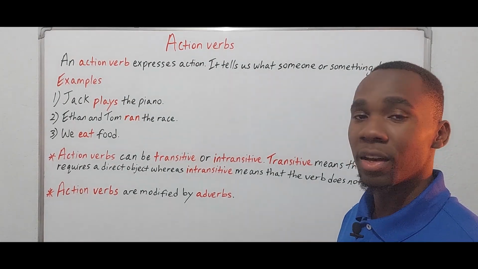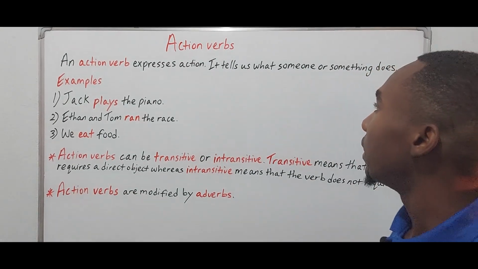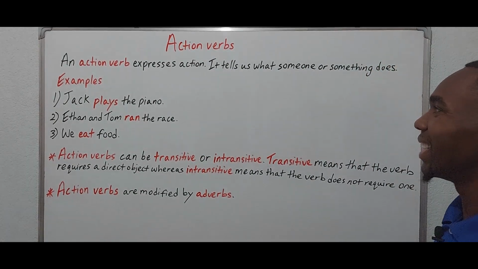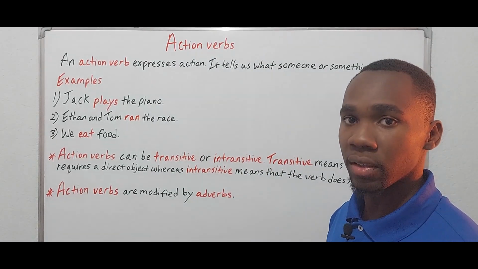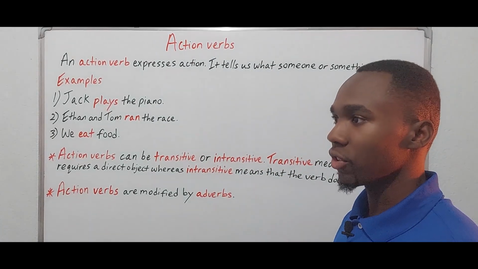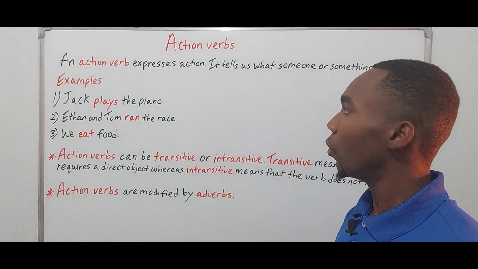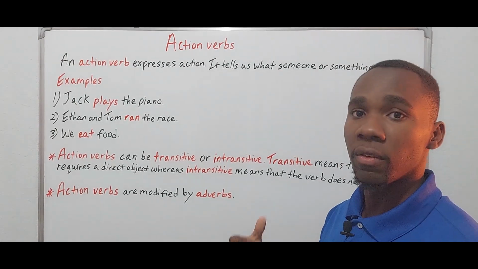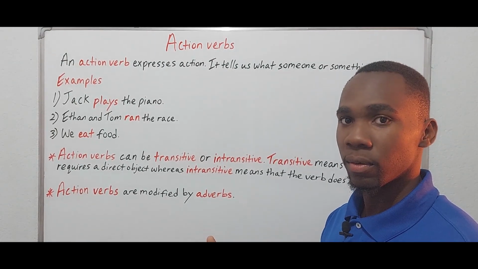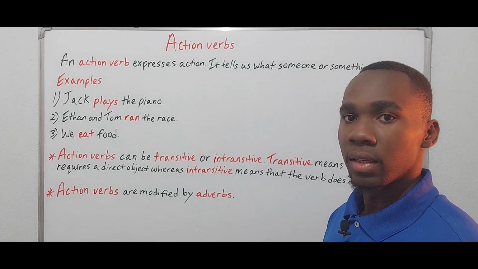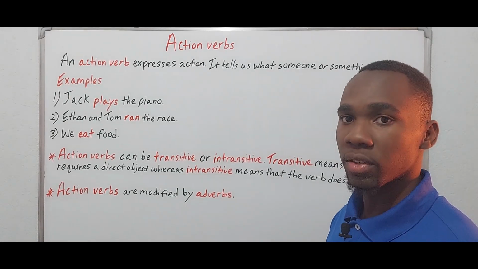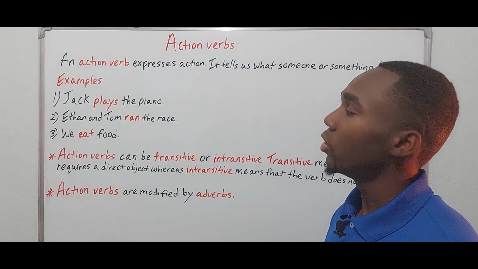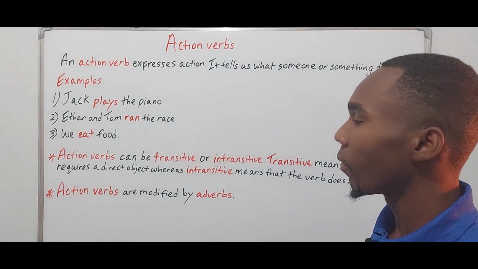So it's pretty self-explanatory. It tells us what someone or something does, and that someone or something would be the subject of the sentence, right? So an action verb tells us what the subject of the sentence does, right? What activity the subject is engaged in, right? And of course, the subject could be a person or a thing. So let's look at some examples.